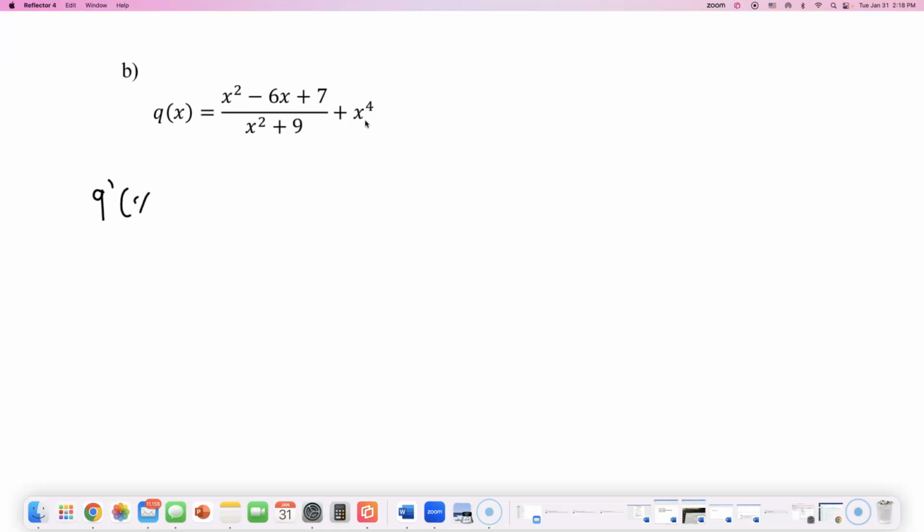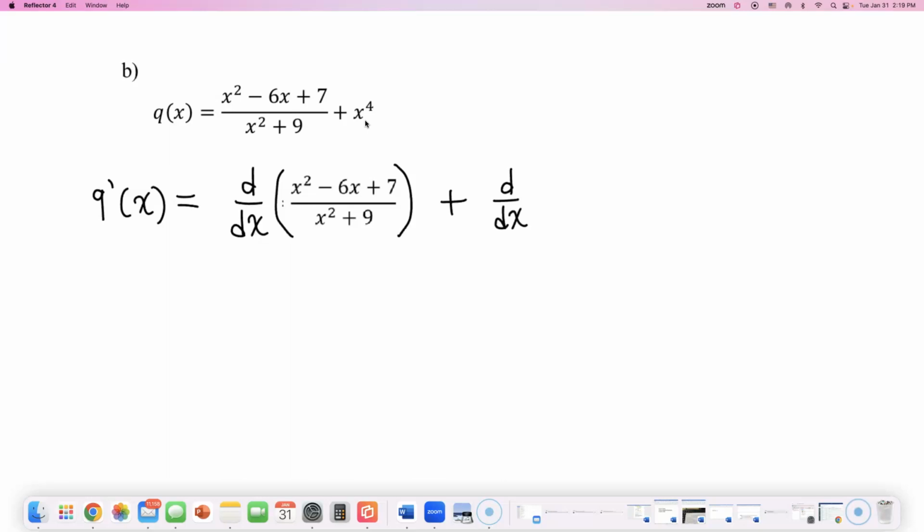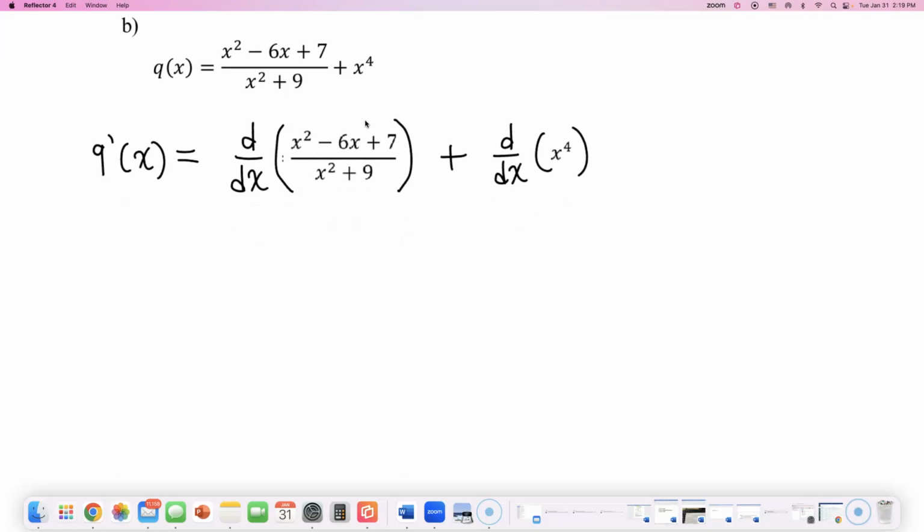Q prime is going to be the derivative of this fraction, right? Derivative of that fraction plus the derivative of x to the fourth, right? And you can separate it like this. And one part is super easy, like this right there, you guys. We know what this is by power rule. That is just gonna be 4x to the third power, right?